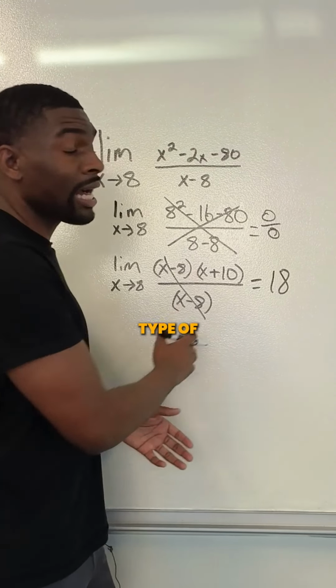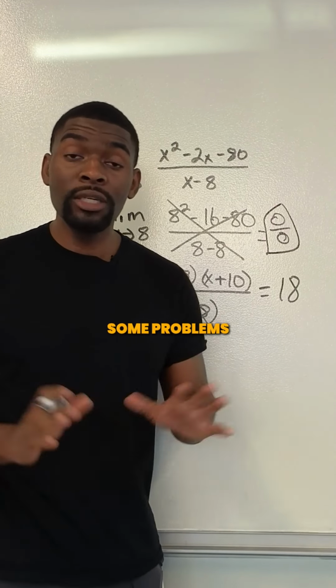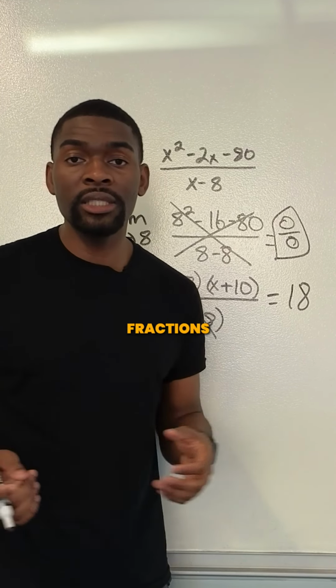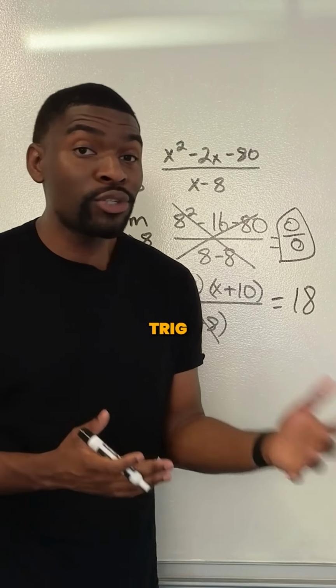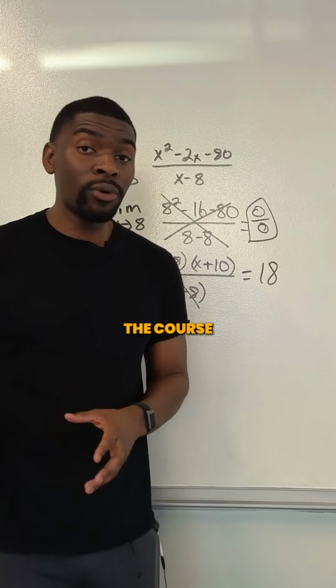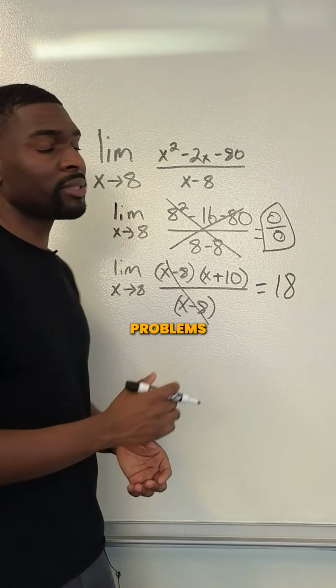Now, this is just one type of limit problem, and this shows us what we do if we get an indeterminate form. Some problems will require us to use the conjugate, a complex fraction, or combining fractions. Other problems will require you to remember your trig identities or those trig limits that some of you have already noted. Later on in the course, you will learn a concept called L'Hopital's rule, and then you can knock these problems out with ease.